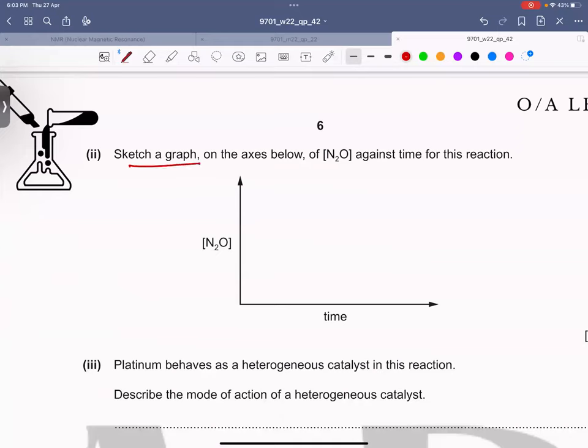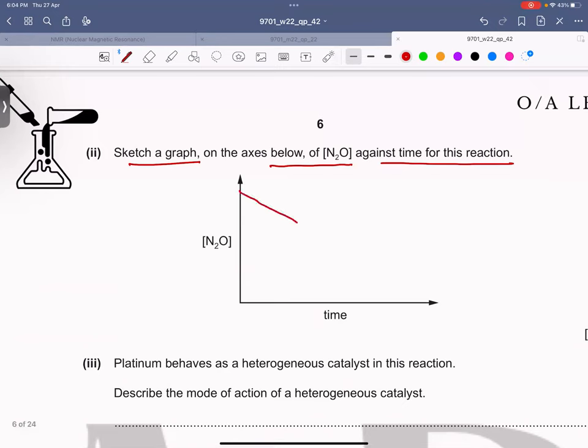Now, sketch a graph on the axes below of the concentration of N2O against time for this reaction. As we discussed, it is a reactant, so it is going to change during the reaction. The concentration is going to decrease, but that decrease is constant because it is not affecting the rate. So it would be like this only. It is not a curve. It would be a straight line moving downward. This would be the graph of the change in concentration over time for a zero order reaction. You can easily find that graph in the lectures and in the notes as well. I shared all the shapes of the different graphs. Is this clear?